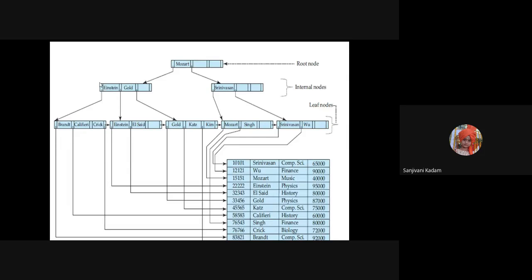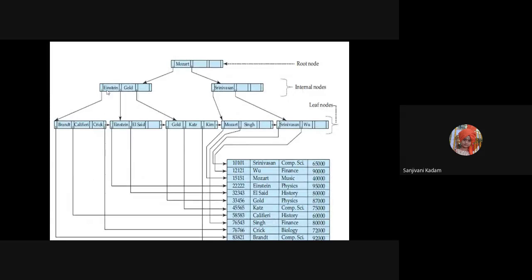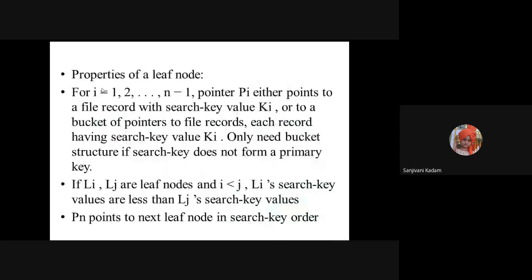Now we are talking about this subtree, next, left to the Einstein. Here, this says that pointer Pi either points to a file record with search key value Ki. If I'm talking about the Einstein, this is my K1 and this is my K2. This will be my P1, P2, and P3. So either this is pointing to the actual record, though right now this is not an actual record, with search key Ki, or to a bucket of pointers to the file record.